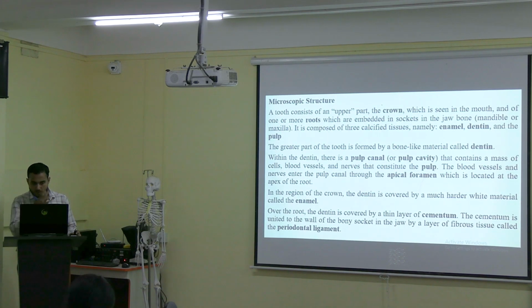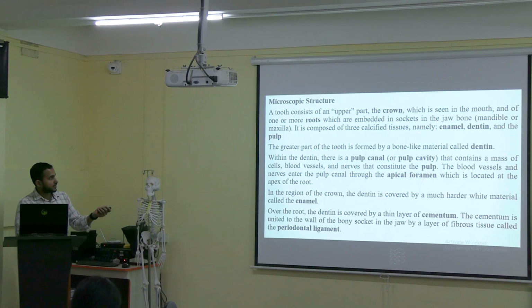Now, in the microscopic structure, the tooth consists of an upper part that is called the crown, which is seen in the mouth. After opening the mouth you can see the crown. And then there are one or more roots. Some teeth have one root, some teeth have two roots. Depending on the tooth, the arrangement of the roots is different. These are embedded in the sockets in the jawbone, that is mandible and maxilla.